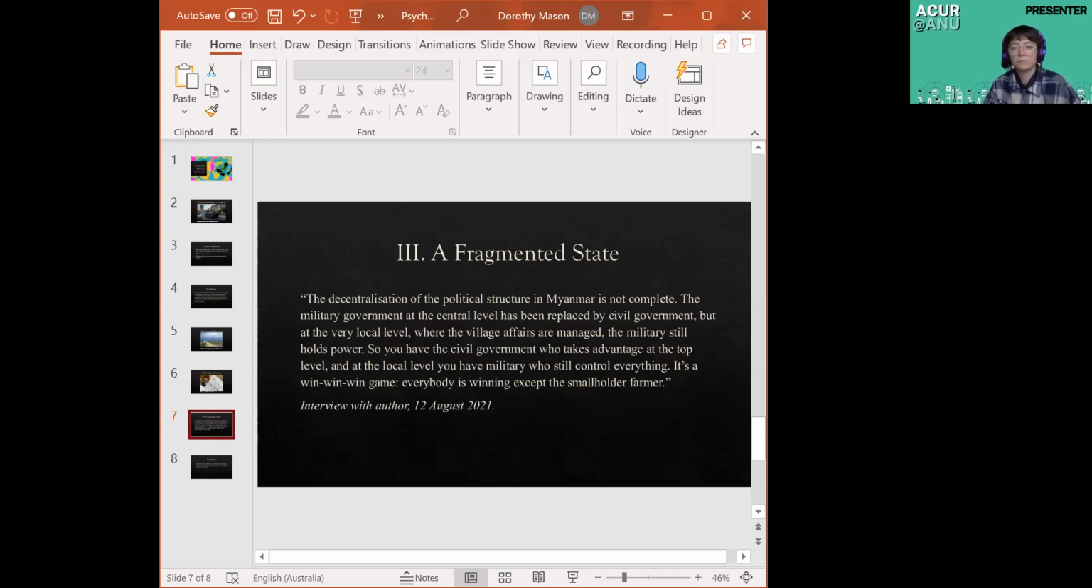But also at the implementation level, there are sustained and entrenched military interests at the local level as well, because most of the local level civil servants and politicians are also military affiliated. So you have a lot of individuals at the implementation level who have an interest in maintaining the status quo. And I have a quote here from an interview that I did that I think illustrates this point.